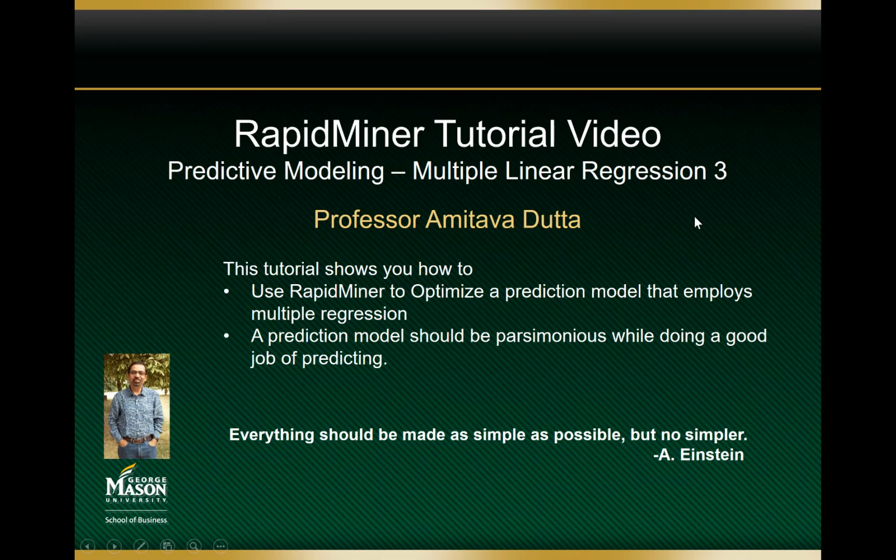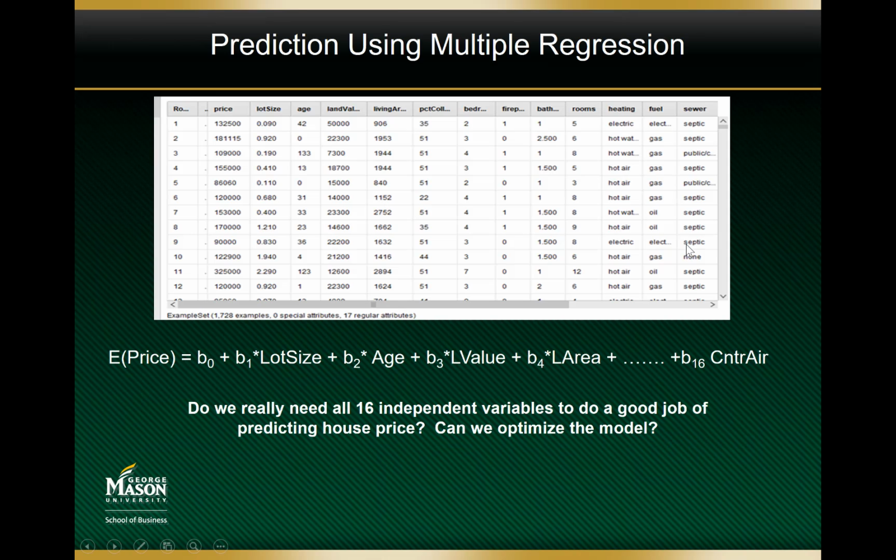So let's first take a look at the data set that we will be using for this exercise. We have data on about 1700 houses, and for each house we know its price and a collection of other attributes. Some of those attributes, such as lot size, the age of the house, the living area, are quantitative, while others, such as type of heating, the type of fuel, the type of sewer connection, are nominal or qualitative.